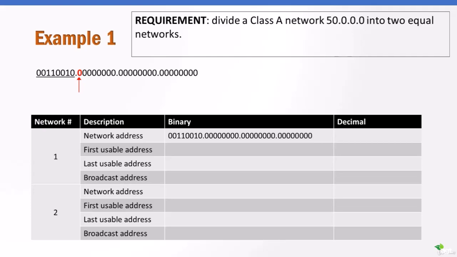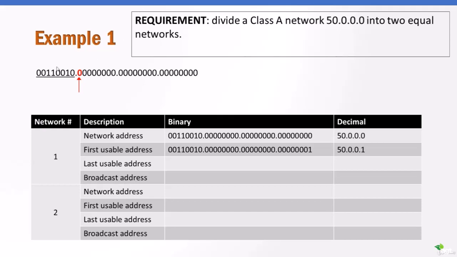So our network address for our first subnet is going to be 50.0.0.0. Our first usable address is going to be the same as this, but we're going to switch the last bit to 1. So we're going to copy all the previous bits, and then we're just going to use 1 at the end. There it is. So the decimal representation of that address is 50.0.0.1.